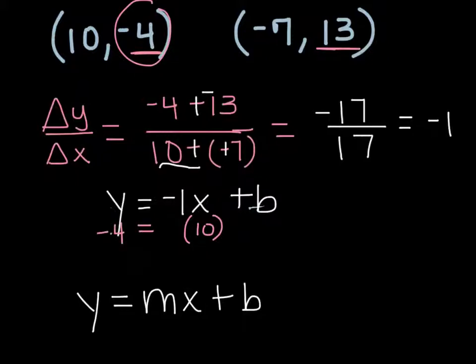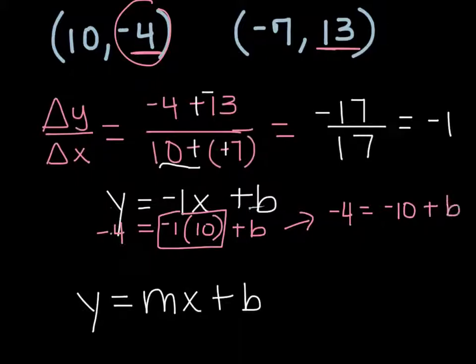Okay, and I'm just going to work this out. So it says negative 4 equals negative 1 times 10 plus b. Okay, I'm going to just come over here and work it out. So negative 4 equals, well, negative 1 times 10 is negative 10 plus b. Okay, now to get the y-intercept, I'm going to add 10 to both sides. That cancels, so I have b equals, well, 10 plus negative 4 is 6. So now I have my y-intercept.